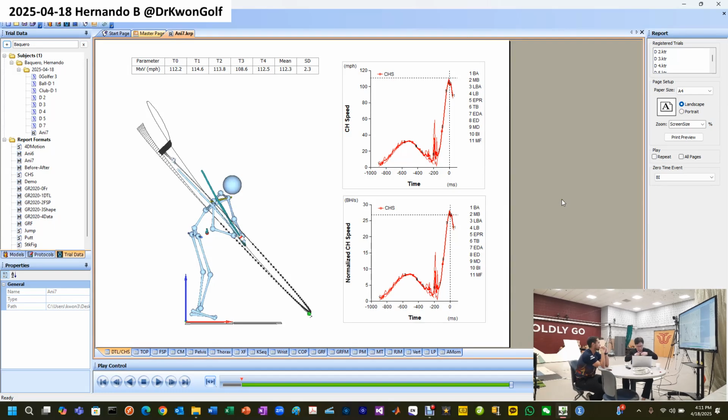So let's take a look at your report. First, the general item here. Your swing time is about 900 milliseconds. Men's average is slightly over 1,000. So it's shorter, which means you have a faster backswing.